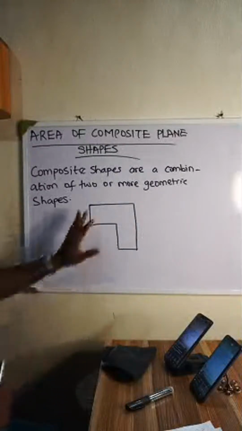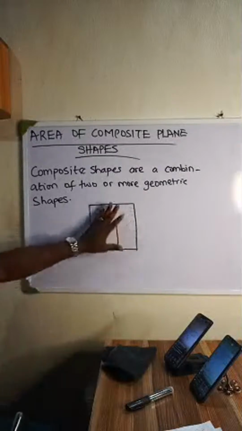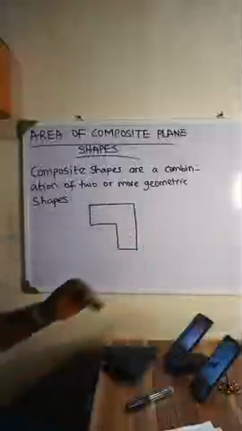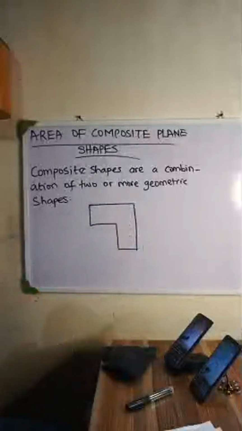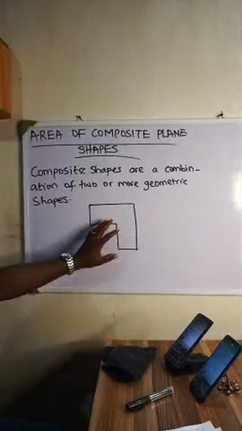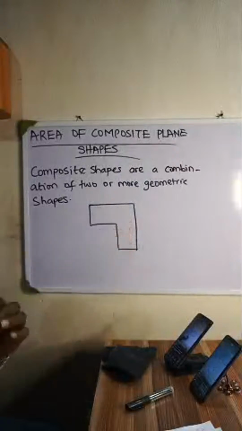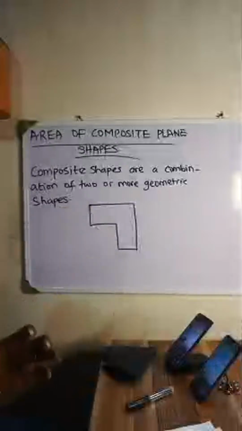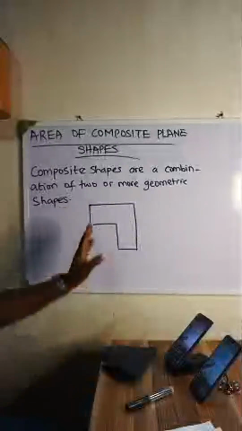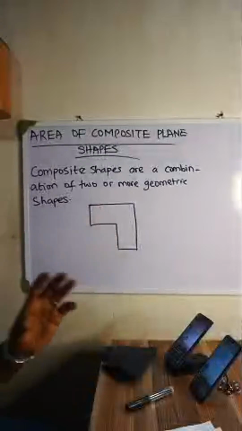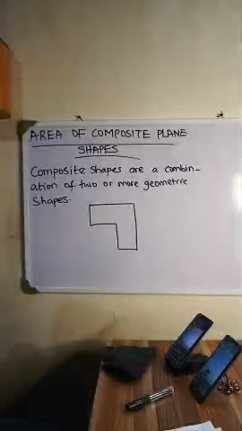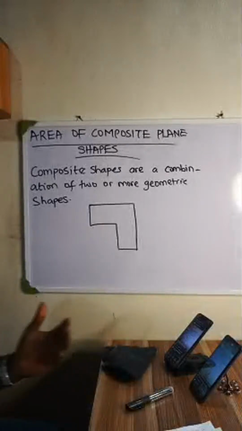So for us to solve the area of this plane shape, the first thing we need to do is break down this plane shape into two geometric shapes. Looking at this, we cannot find the area of this shape because we don't know what shape this is. Therefore, there is no formula to calculate the area. For you to calculate the area of a plane shape, you must use a formula. So what formula are we going to use here? We don't know because we don't know what shape it is.